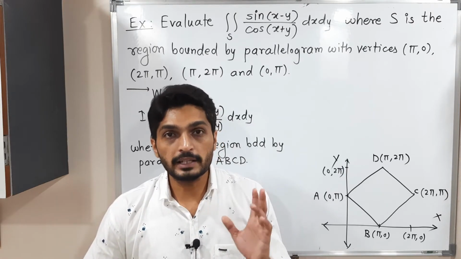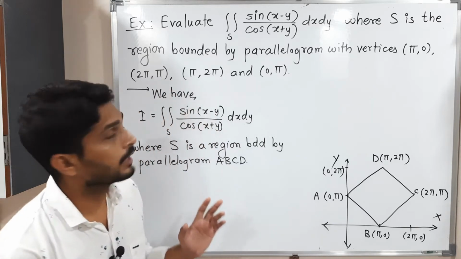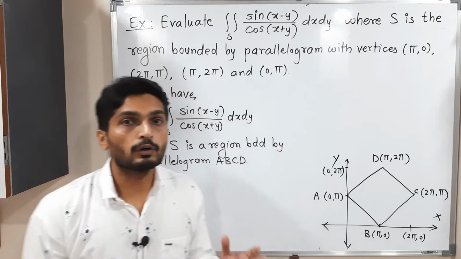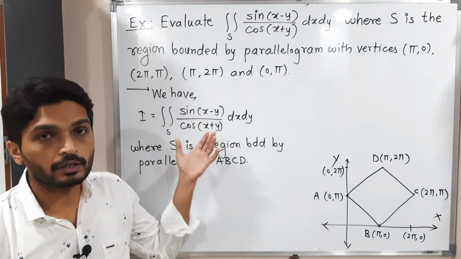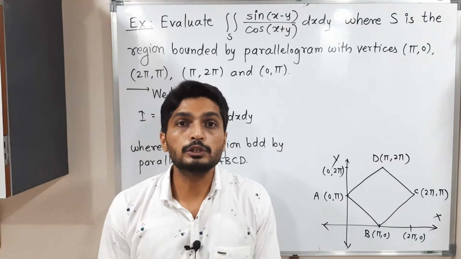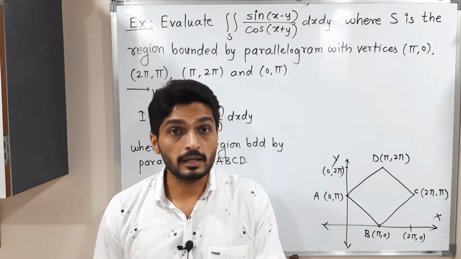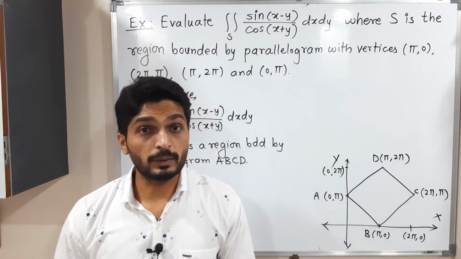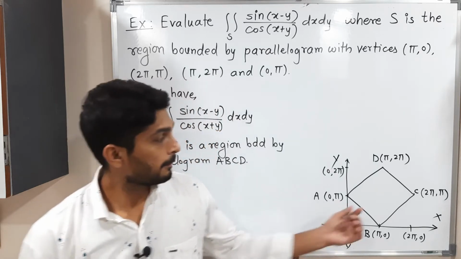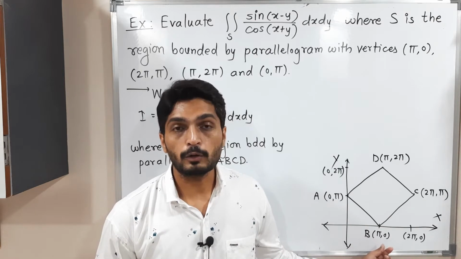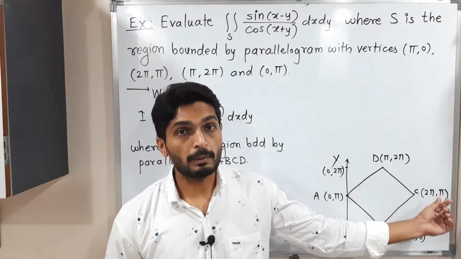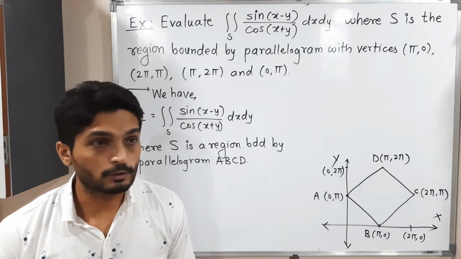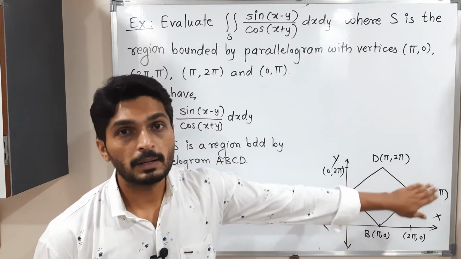We have the double integration of sin(x minus y) upon cos(x plus y) dx dy. This is the given integral, and I have already written it here. Now, about the region: it is bounded by a parallelogram having vertices (0, pi), (pi, 0), next (2pi, pi), next (pi, 2pi), and the last one (0, pi). So this is the region bounded by this parallelogram.